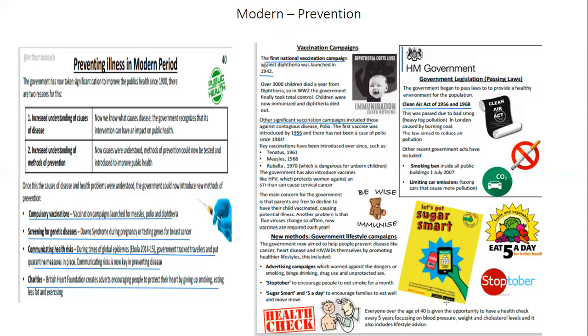Everyone over the age of 40 is also given the opportunity to have a health check every 5 years, which focuses on blood pressure, weight, cholesterol levels, and it also includes lifestyle advice. We do also have screening for certain cancers, which are really important. You've got screening for cancers such as colon cancer, which I believe is at 50, where you can have free screening to make sure that you are staying healthy and preventing early stage cancer from developing into later stages of cancer.